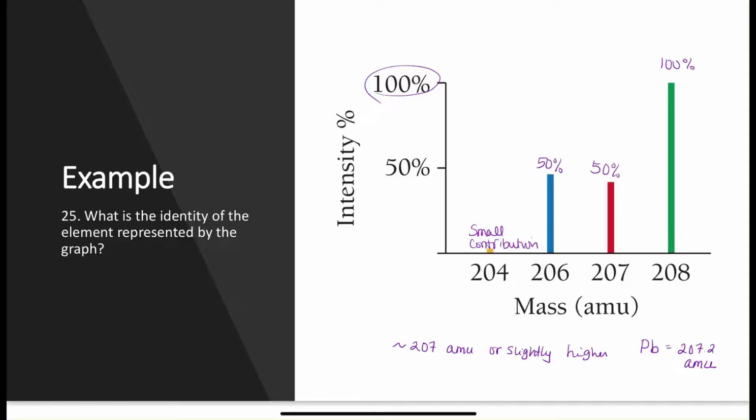The other options near there on the table would be thallium, which has an atomic mass of 204.4, and bismuth is 209. Those are not anywhere near the data I'm seeing presented here. Sorry, that should be a T and an L. That's not anywhere near the data presented here, so this is in fact lead.